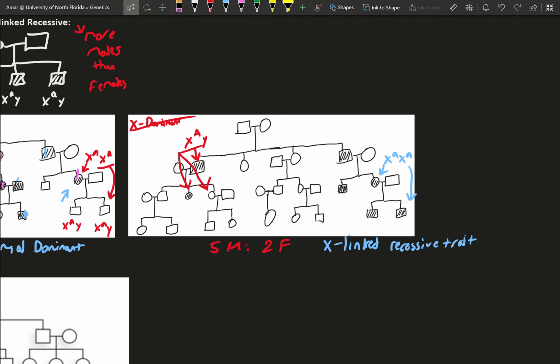Another thing you can do is try to make sense of it by modifying the genotypes of these individuals. Let's say this particular trait is due to X-linked recessiveness. So how are we getting this individual that is affected here? The way we're getting that individual is that this female had to have been X big A, X little a, and she's giving her X little a. She's a carrier and she's giving that to her son as well.